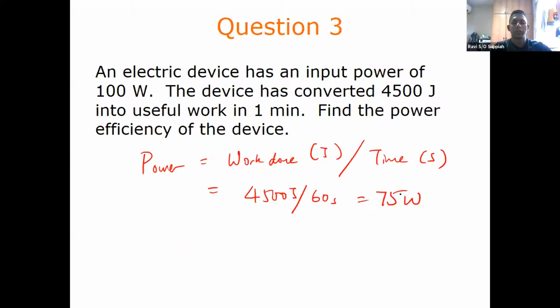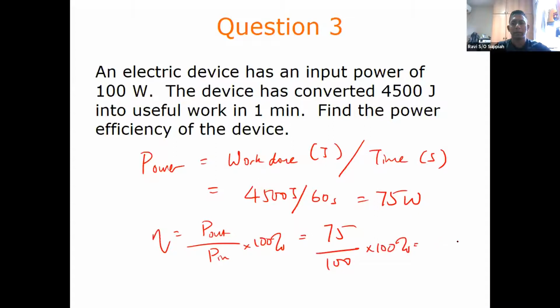Okay, so once you know that this is the power that has been generated at the output side, we can calculate the efficiency, which will be output power over input power multiplied by 100%, which will be 75 over 100 times 100%, which is 75%. Okay, so that is for your question 3 here. It's just a basic question on efficiency, which is again something similar to what we calculated in our studios as well.